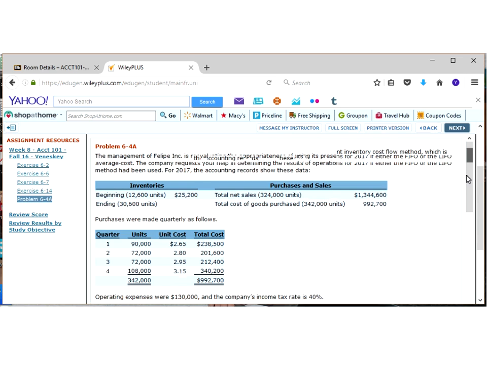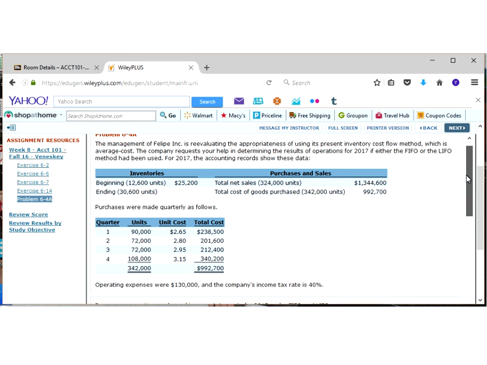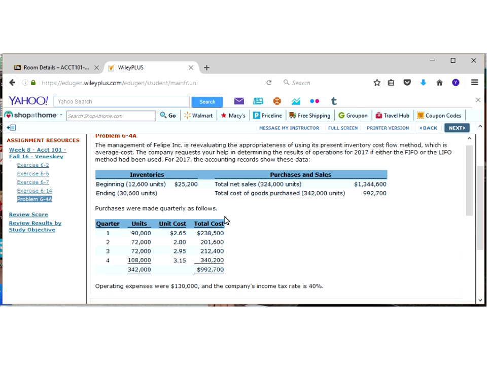Well, when doing any income statement, what I like to do is start filling in things that we know. So they give us net sales here. They give us our beginning inventory, $25,000 worth, with 12,600 units. Notice here they only give us the ending inventory in units. They don't give us a cost, and that's because we don't know what the cost is. It depends on what method I'm using.